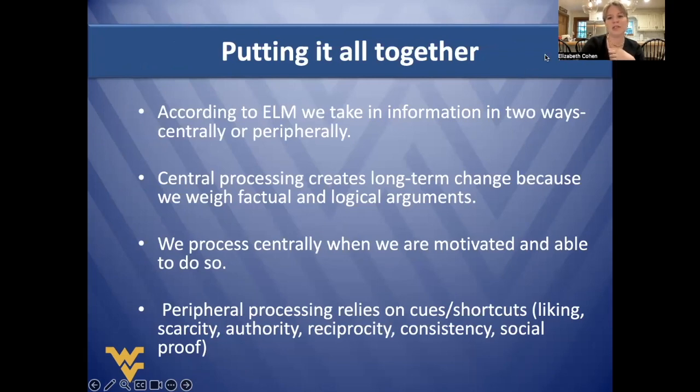So anyway, this is just pulling it all together as a summary. According to the ELM, the elaboration likelihood model, we take information in either a central or a peripheral route. The central is when we want to focus on that central argument. Peripheral is when we don't have time for that, or we don't have the ability to focus on it. So we'll use all the peripheral cues that we talked about to weigh those things. And make sure you have a pretty good idea of what those are.